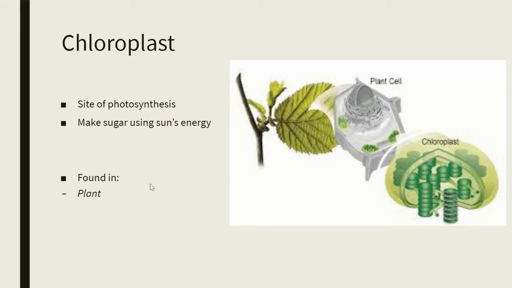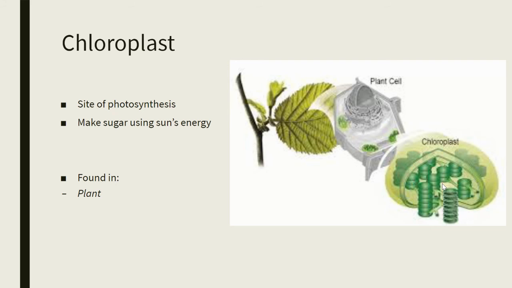Chloroplasts are only found in plant cells. They are pretty complex organelles. In fact, some people think that they might have existed as cells, like simple prokaryotic type cells, on their own before ending up in plant cells, which is kind of cool. We'll talk about that more later.